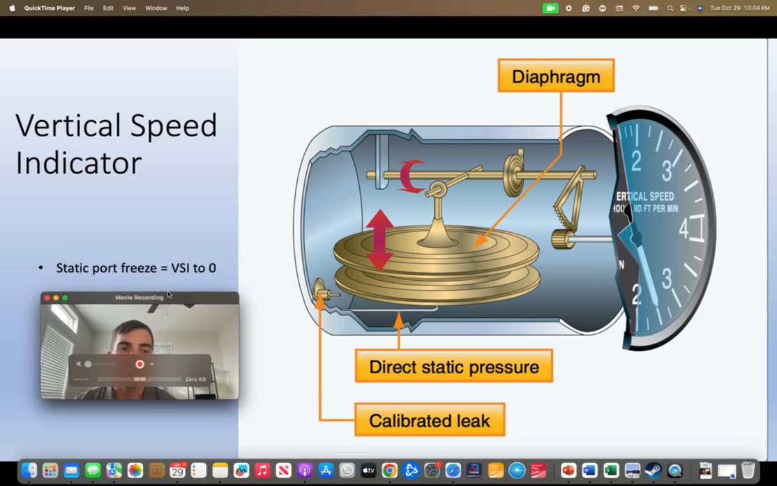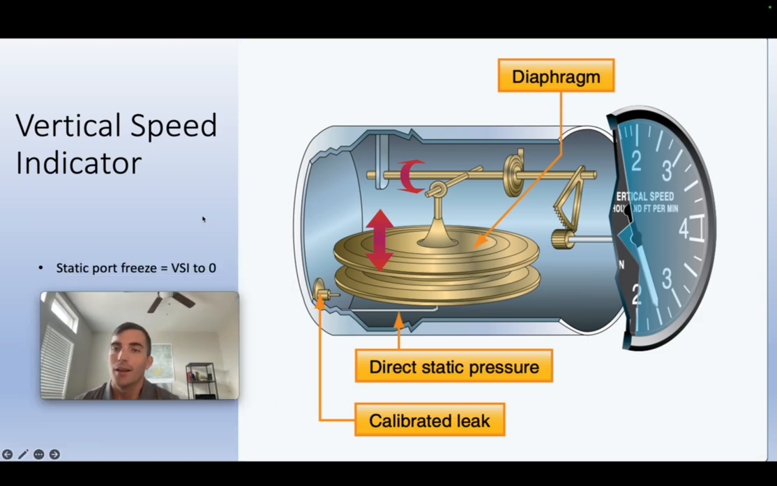All right, next we'll discuss our vertical speed indicator. This indicates our rate of ascent or descent, and this only works off the static port. The static port feeds into this case, and then there's a thing called a calibrated leak. What this does is that it lets a little bit of air out, and so it's comparing through this diaphragm the pressure that just was to the pressure that is.